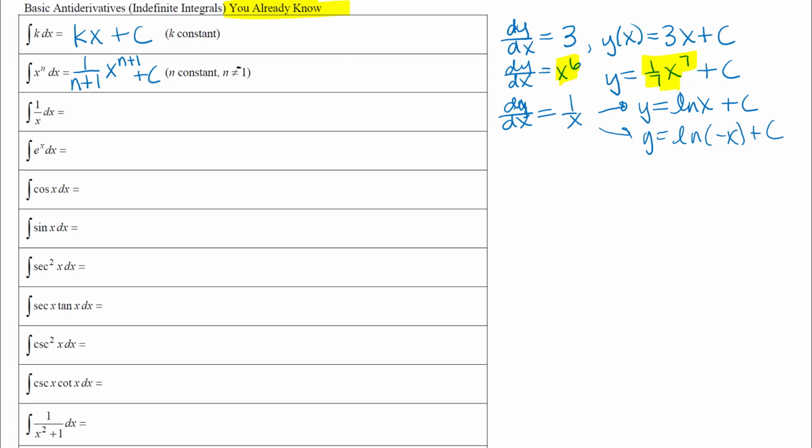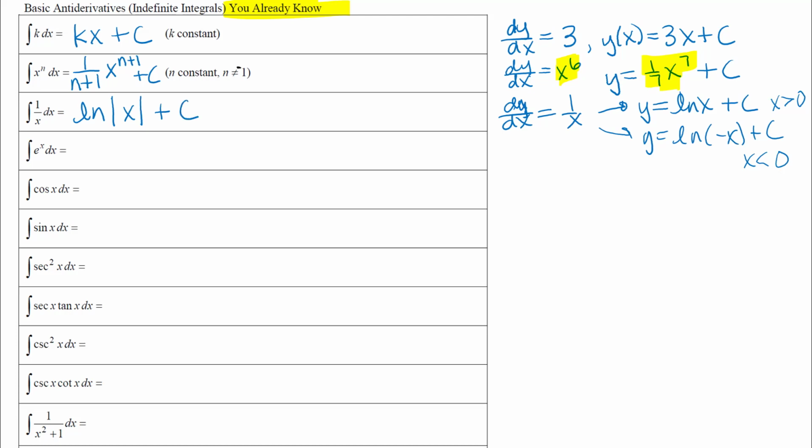So actually, those two functions have different domains. Ln of x plus c has a domain that is x greater than 0. Ln of -x plus c has a domain that is x less than 0. If I put those together and think about when I have a negative value of x and I take the negative of that, that makes it positive. So we can generalize that into one antiderivative form: the antiderivative of 1 over x is natural log of the absolute value of x plus c.